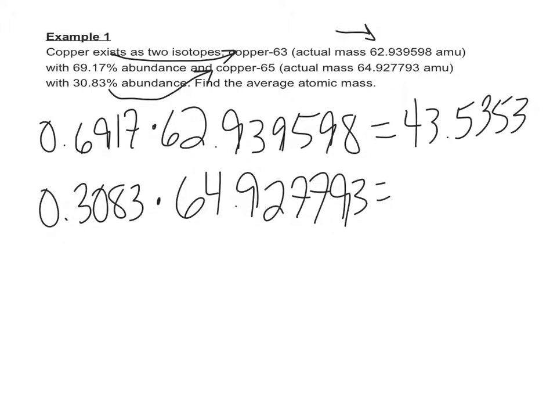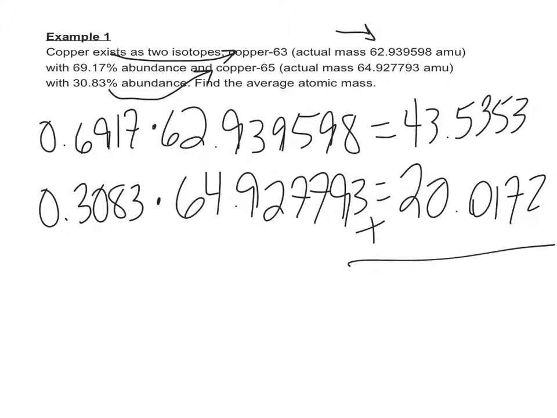the actual calculation piece. And we'll do the second one, 0.3083 times 64.927793, giving me 20.0172. And I'll add those together and round to 2 decimal places, which gives me 63.54 AMUs.